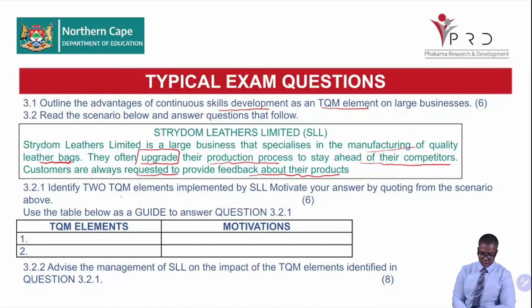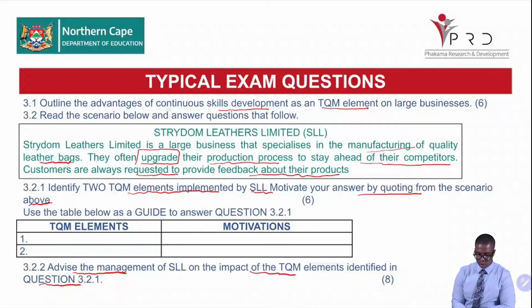Then, identify 2 total quality management elements implemented by Straight-dome Ladder Limited. Motivate your answer by quoting from the scenario above. Then, use the table below as a guide to answer question 3.2.1. Then advise the management of Straight-dome Ladder Limited on the impact of the TQM elements identified in question 3.2.1. Now, 3.1, let's start there.